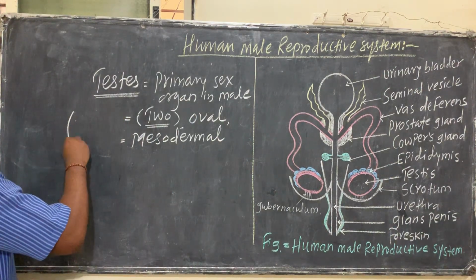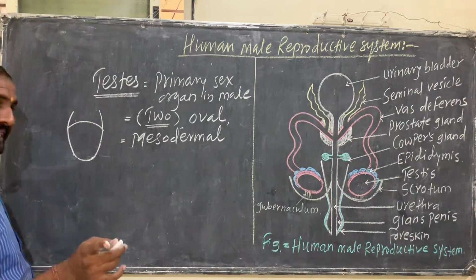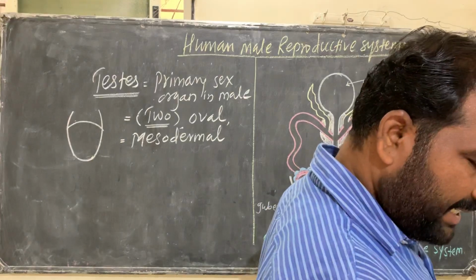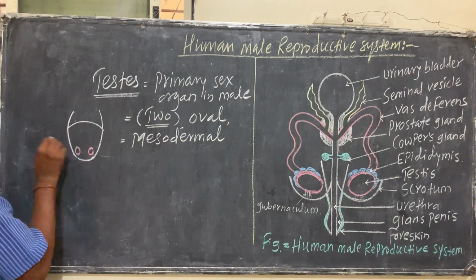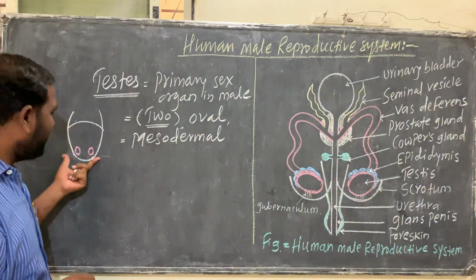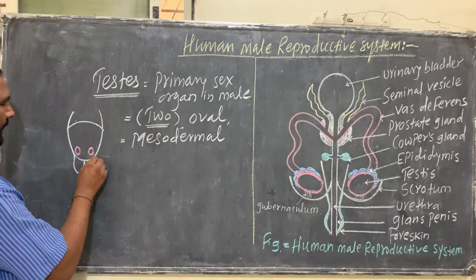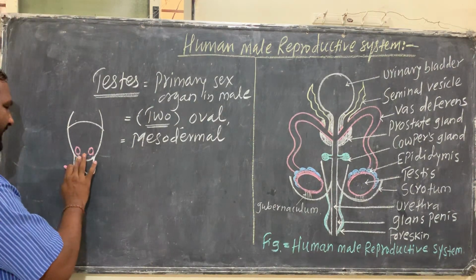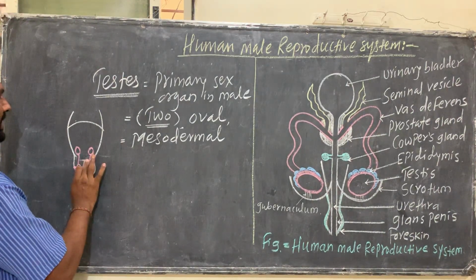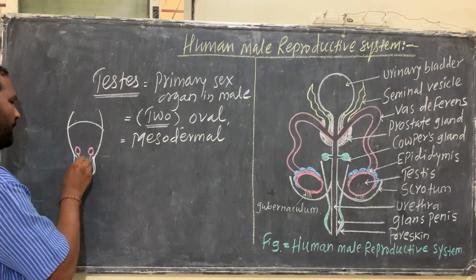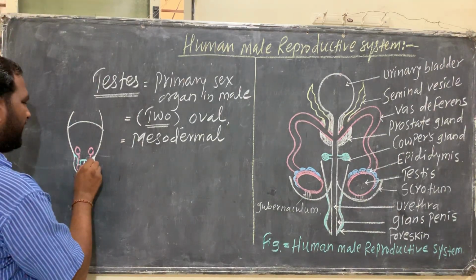Suppose this is a body. Here is the thoracic cavity and this is the abdominal cavity. During embryonic development, the testes are present inside the abdominal cavity. But later on, what happened? The testes descend into the scrotum. Here is the scrotum, and on the later stage of development the testes descend into the scrotum through what is called the inguinal canal.